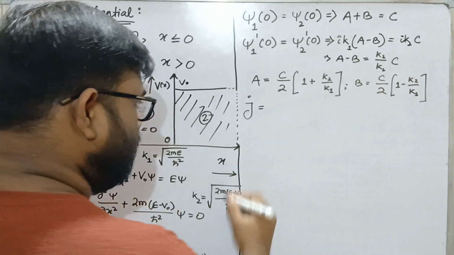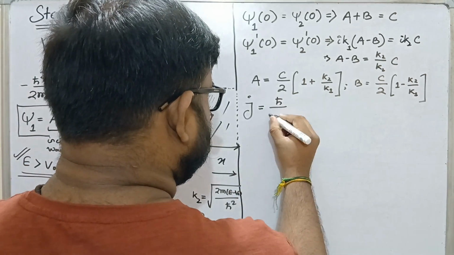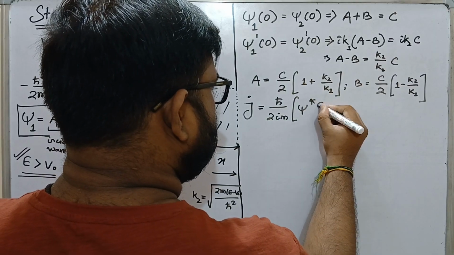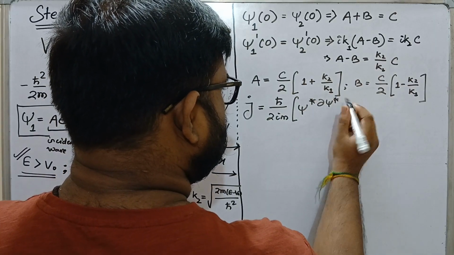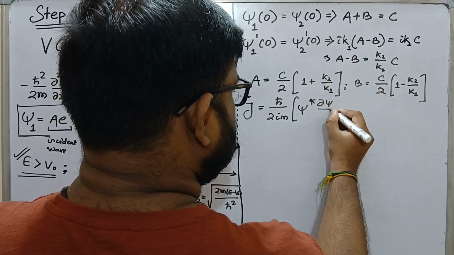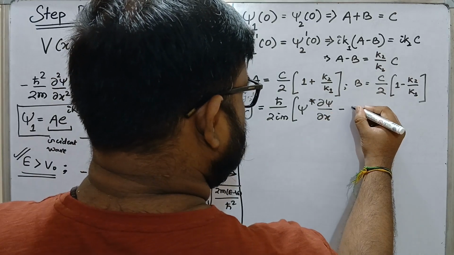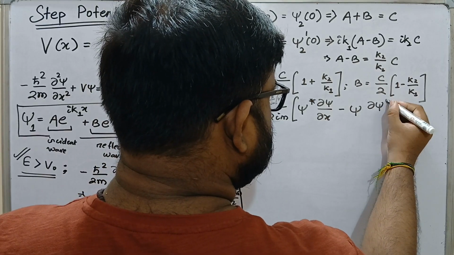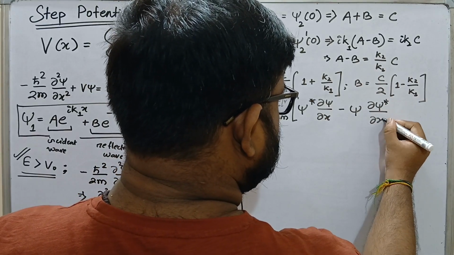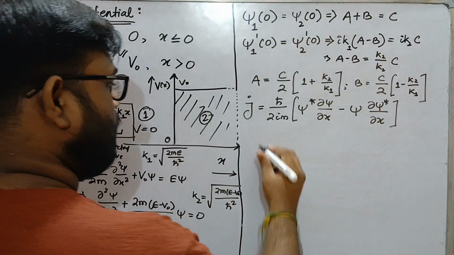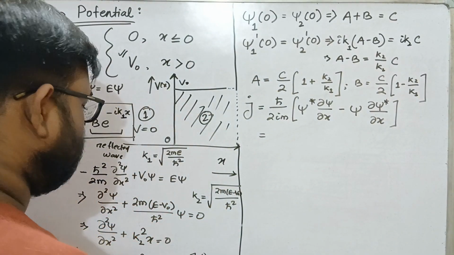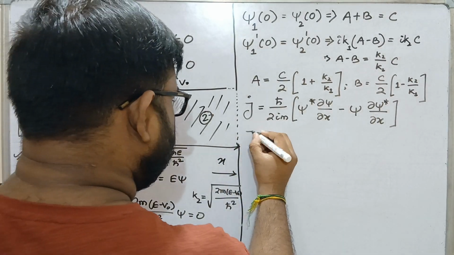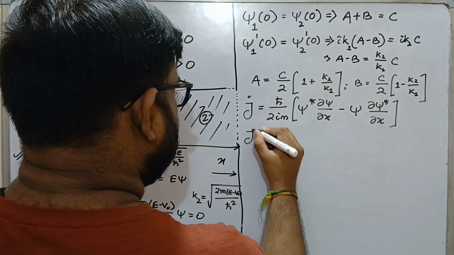So J is calculated as h bar by 2im into (psi star del psi by del x minus psi del psi star by del x). Okay. Now this was your incident wave. When we do the math for the incident wave, what will we find?